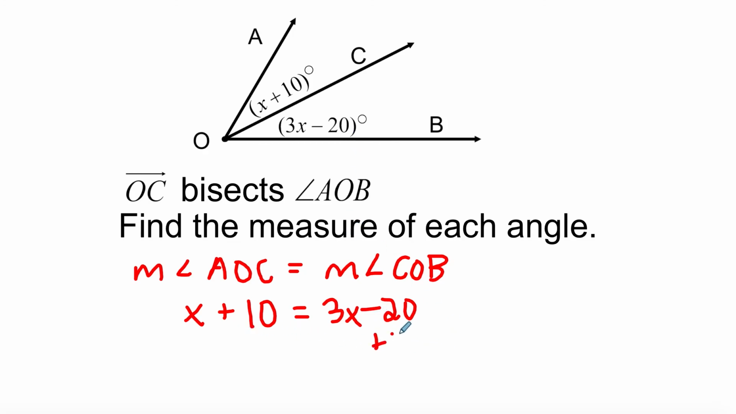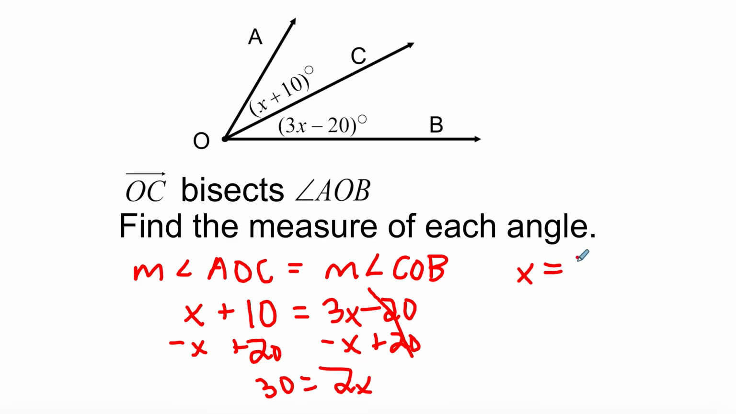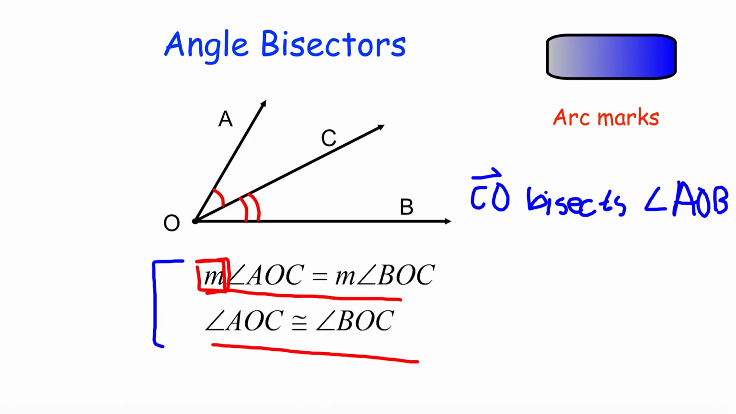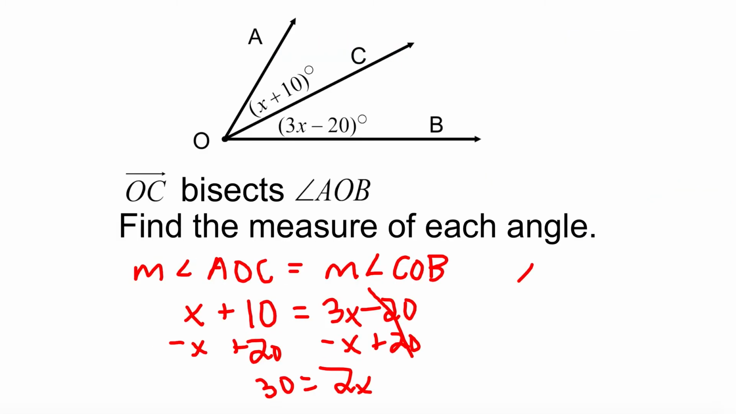I'm going to add 20 over here and get that away. And I'm going to subtract x from both sides to collect our like terms. So this ends up being 30 equals 2x. So x is 15. Am I done? Not quite, because it's asking me to find the measure of each angle. Sorry about that. Find the measure of each angle.